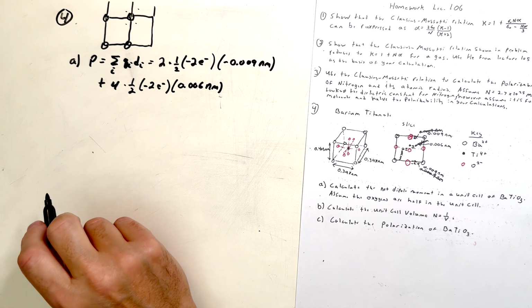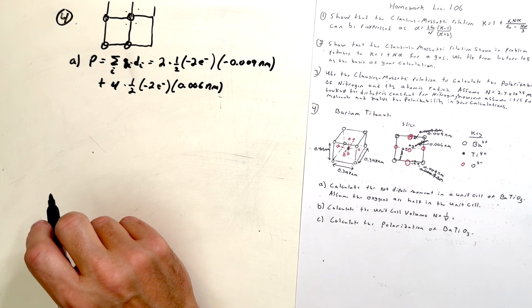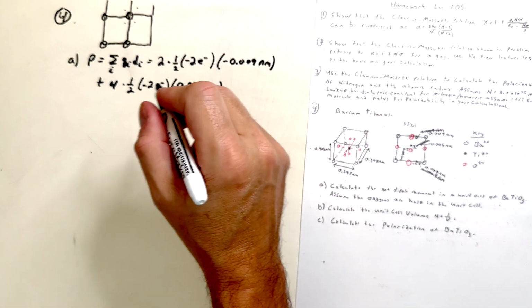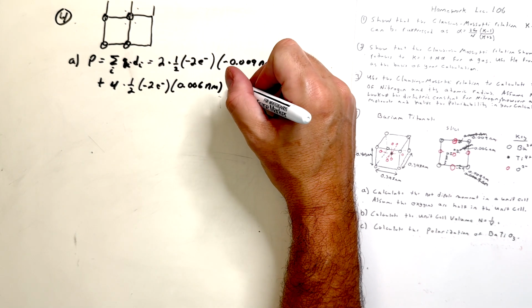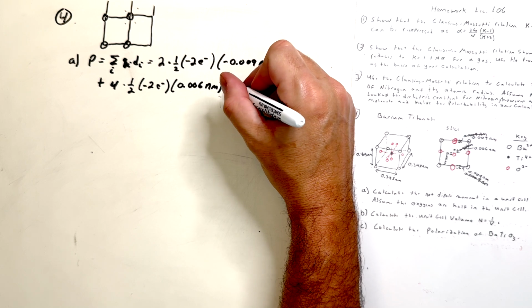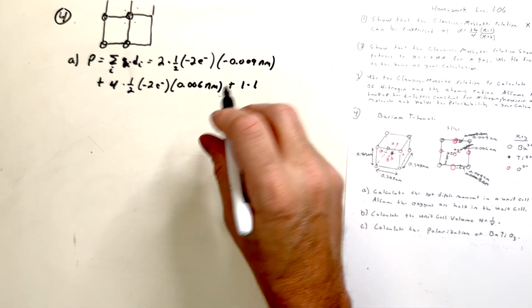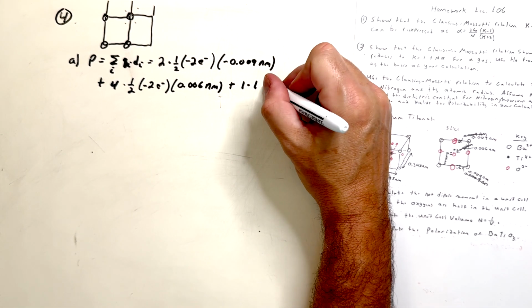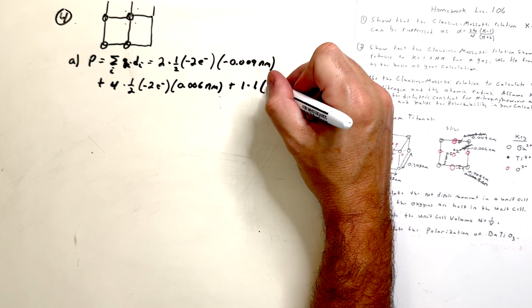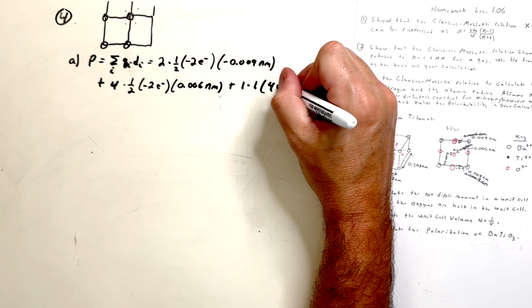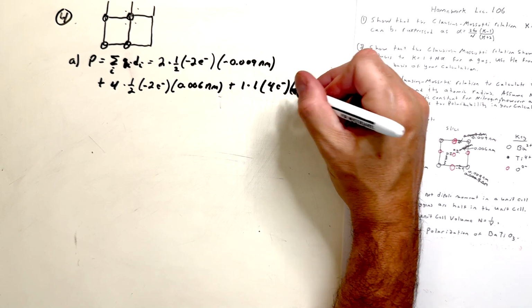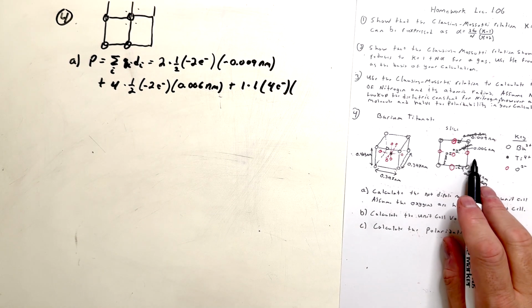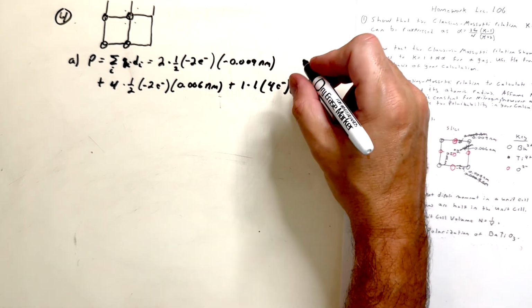And finally, we have the titanium atom at the center of the unit cell. And for that, it's not fractional. The whole titanium is in the middle of the unit cell. So we'll just have +1 times 1, because the whole thing's in there. The charge, however, is +4 electrons. And its displacement, if we look at the picture there, it's also 0.006 nanometers.